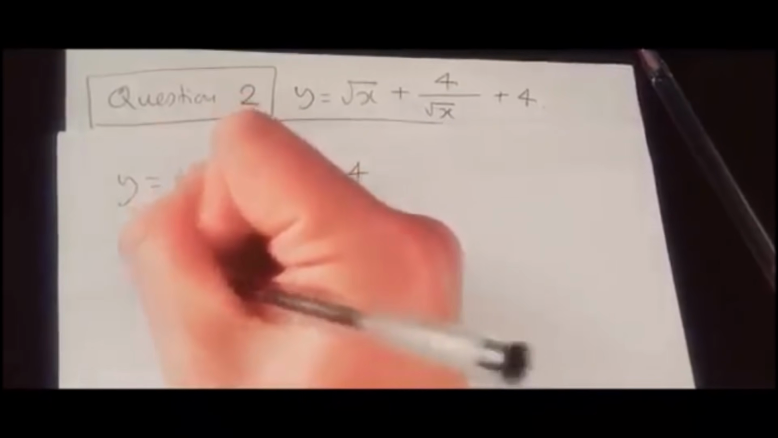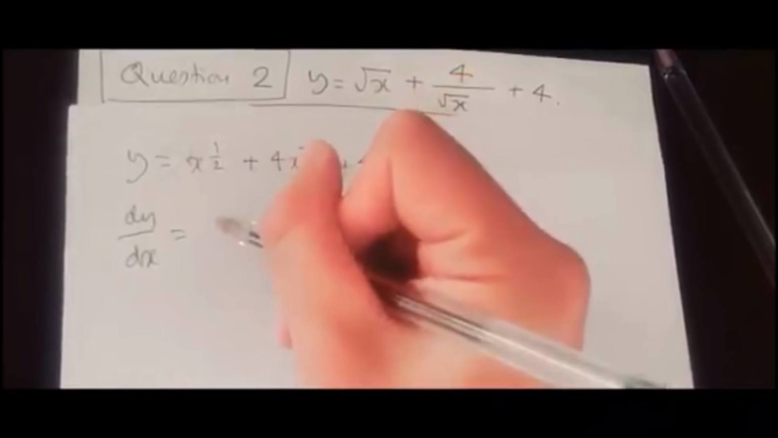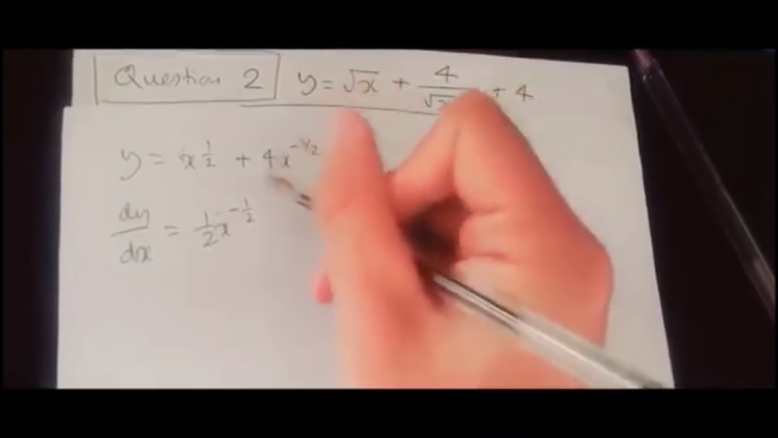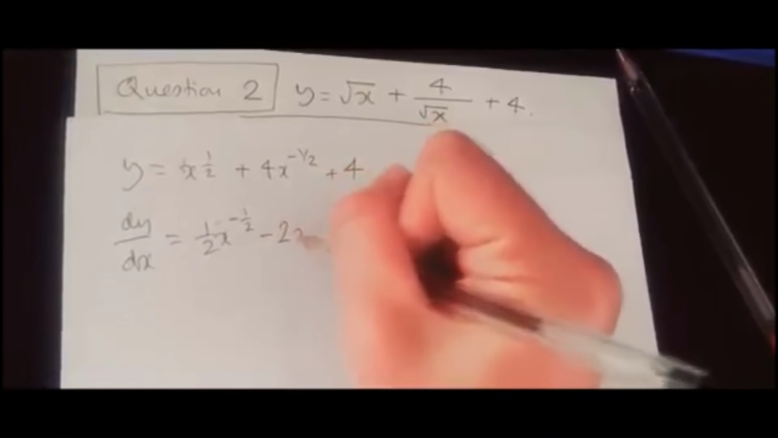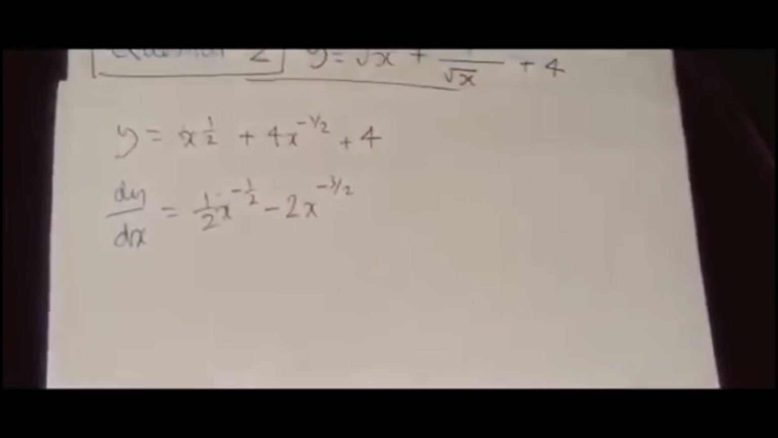Now on differentiating this, what do we get? So dy over dx, first we drop the power half down, so we get half x, and subtract 1 is negative half. Drop the minus half to 2 against 4, so 4 times minus half is minus 2x, subtract 1 is minus 3 over 2. And differentiating 4 is nothing.